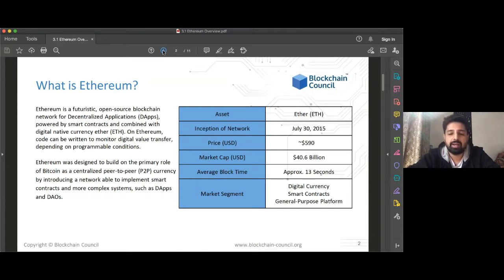One Ether is $590. The total market cap of Ethereum is somewhere around $40.6 billion in the industry, and the average block mining time is 15 seconds. It says 13 seconds, it might go up to 20 seconds depending on the network latencies, but the average time comes to around 13 to 15 seconds.